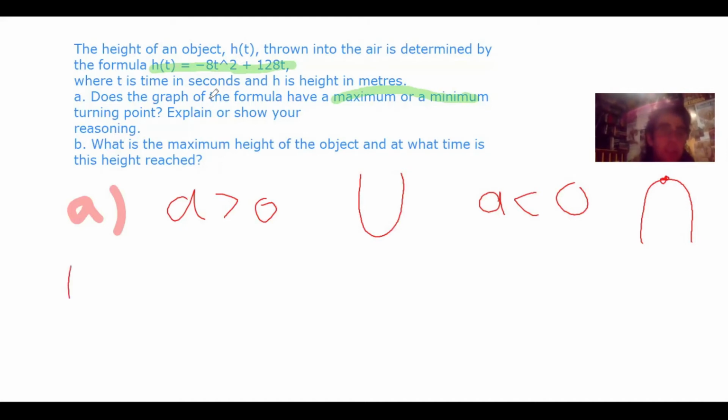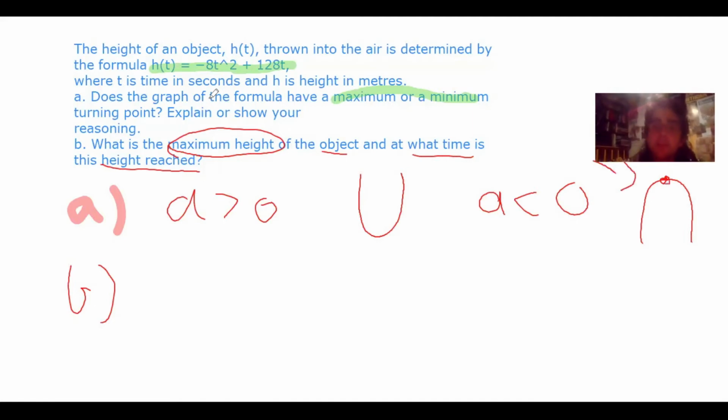For part B, it says, what is the maximum height of the object and what time is this height reached? So by looking at this shape, we can see clearly that the maximum height is going to be at the very top of what we call the turning point. So we need to find essentially the h and the t coordinates of that turning point, because the h coordinate is going to give us the height and the t coordinate is going to give us the time that that height was reached.